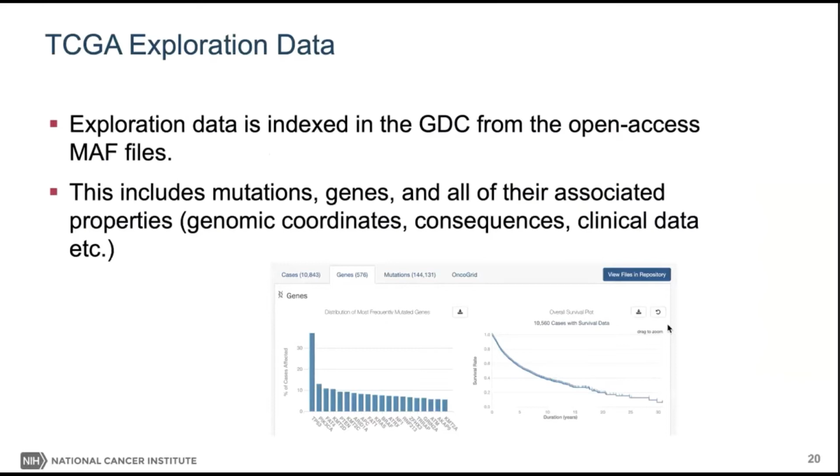So anyways, these MAF files are indexed in the GDC, made available via the API from these open access MAF files. In indexing them, this also attaches a bunch of metadata to each of these mutations. So which patient case it's associated to, which gene it's associated with, clinical data, what consequences such a mutation might cause, and very basic information like the genomic coordinates. As you can see here in the screenshot, there's also things like survival data and some metrics about the mutations. I'm going to go into that in the demo section.